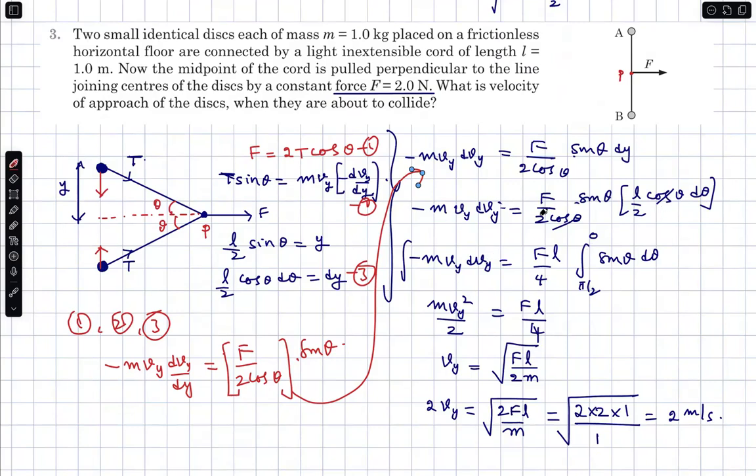So I have done all that. I got M Vy square by 2 is FL by 4. Vy is root FL by 2m. But you want 2 Vy. So therefore, 2Vy is, bringing 2 inside, root of 4 times FL by 2m, which is root 2FL by m. 2 meter per second is the relative velocity.